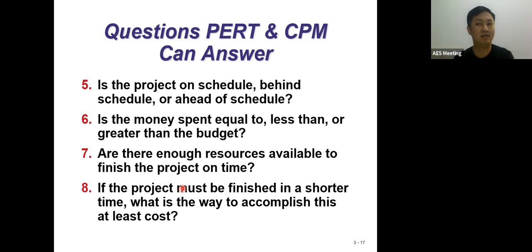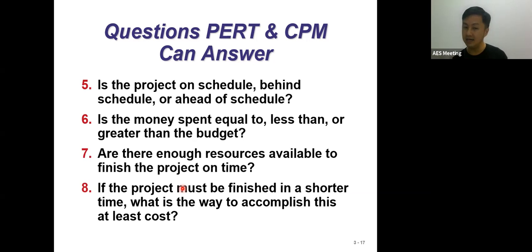Okay, so either we are spending less money, or we are spending more money. That can be included in our discussion of the CPM and PERT analysis. Ladies and gentlemen, beyond that, we will also be looking at the resources: whether they are sufficient, or whether there are additional resources you may require in order to add on to the project here.